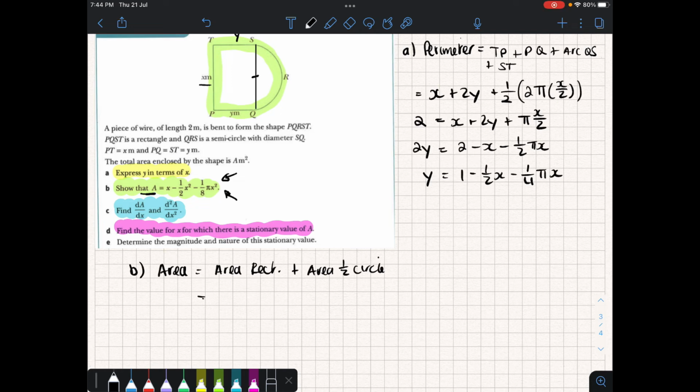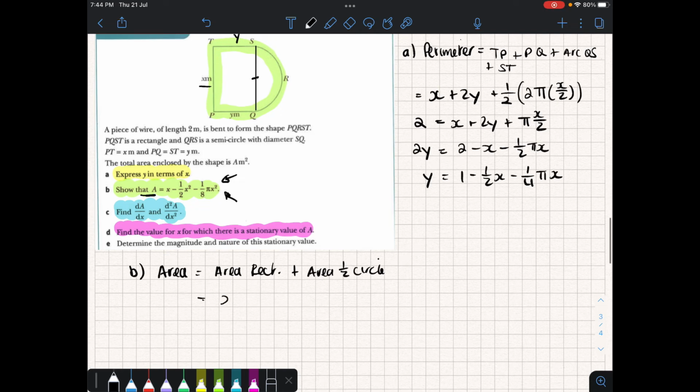So the area of the rectangle is just x times y, base times height, or base times length, whatever. And the area of the circle is going to be half of a circle, and the area of a circle is pi r squared. So pi times the radius squared. The radius is half of x, squared.